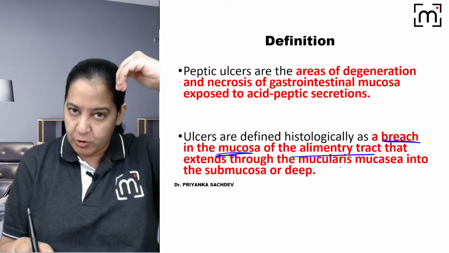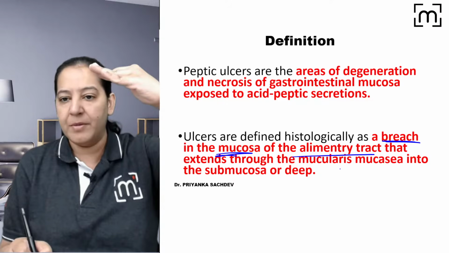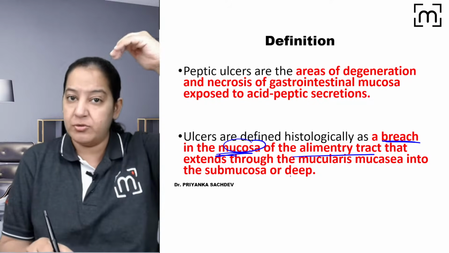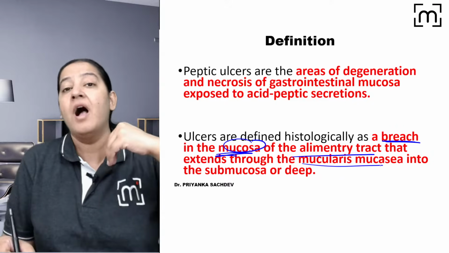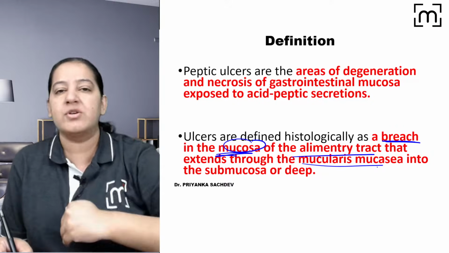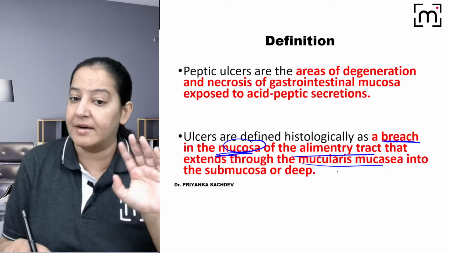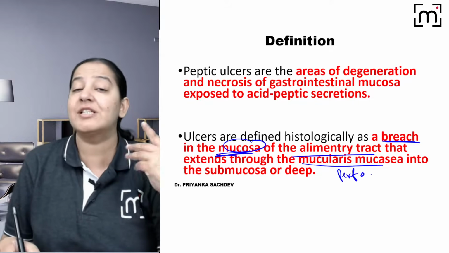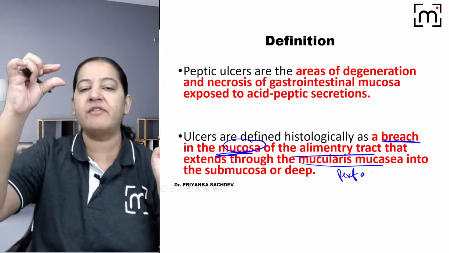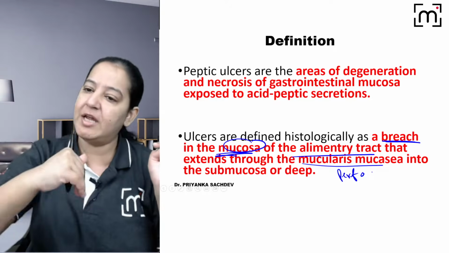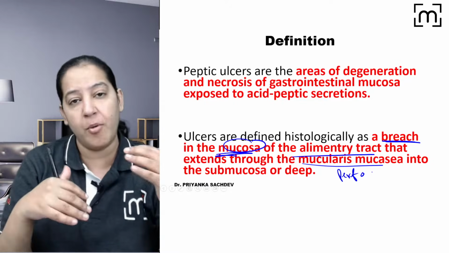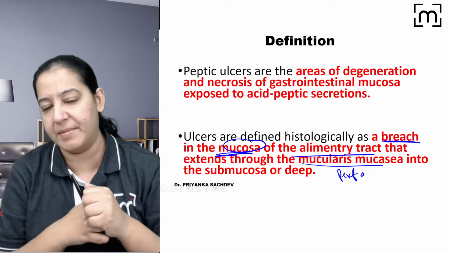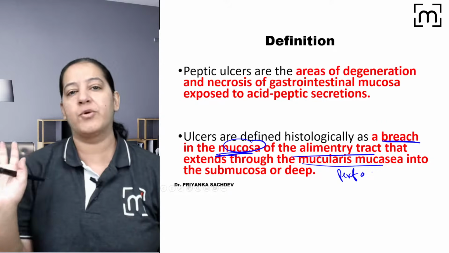The breach can go deeper. After the breach in the mucosa, it can go deeper to the submucosa and the muscularis propria. And if the breach goes through the serosa also, it is no more an ulcer; it is known as perforation. So it can start as an ulcer, go deep, and result in a perforation. Yes, Amir, absolutely right. So breach in the mucosa is the definition.